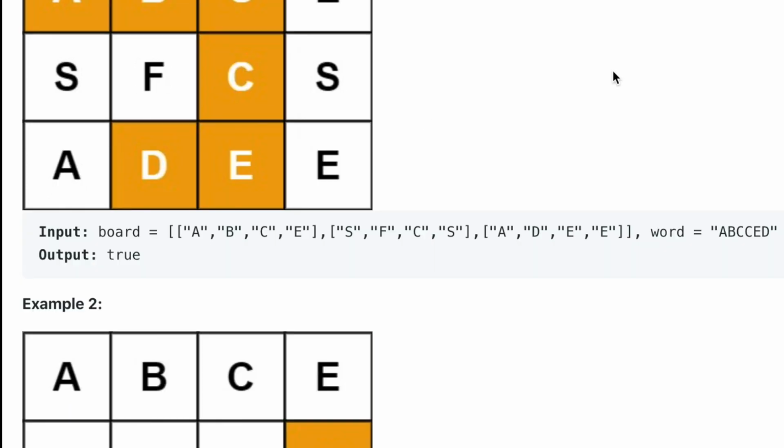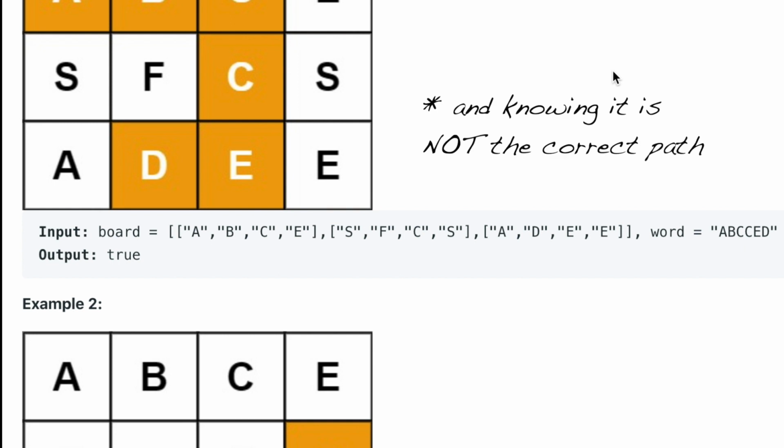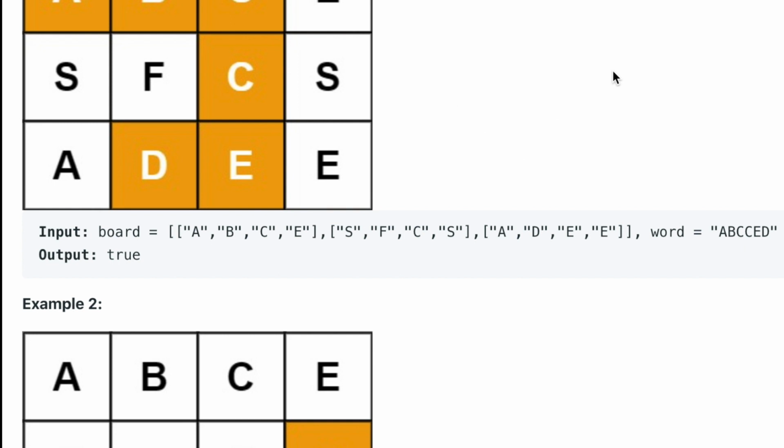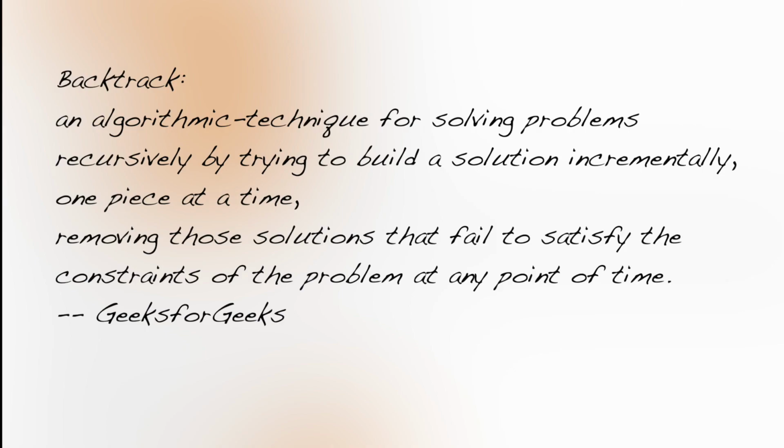And this process of setting it as visited at first, and then backtracking to itself after exploring its neighbors and setting it back to unvisited, is called backtrack. Backtracking is a technique for solving problems recursively by trying to build a solution incrementally, one piece at a time, and removing those solutions that fail to satisfy the constraints of the problem at any point of time.